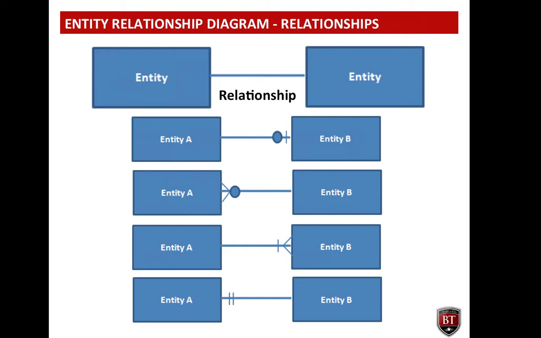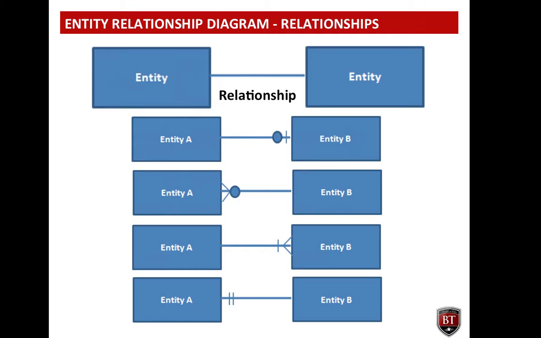Now, the next relationship example is mandatory. Each record in entity A is related to minimum 1 and maximum of many records in entity B. Finally, in the last example, the relationship is mandatory, and it shows that each record in entity B is related to only 1, so minimum 1 and maximum 1 record in entity A.